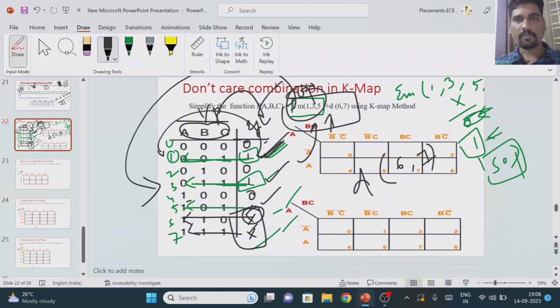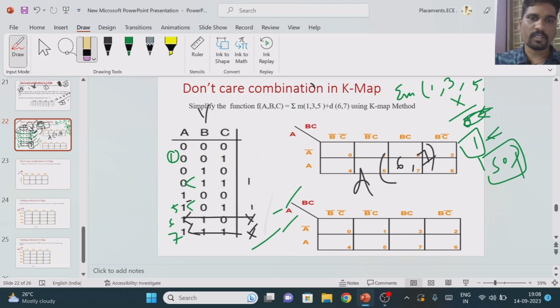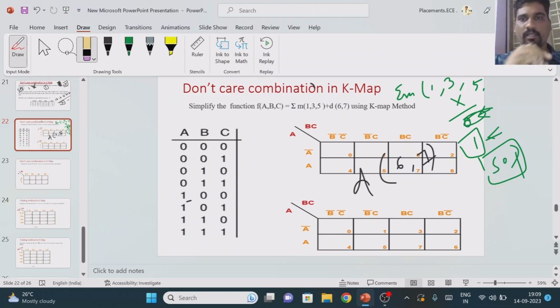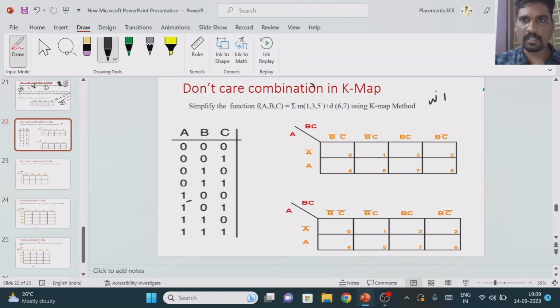For that, I am going to explain what will happen without the don't care combination and what will happen with the don't care combination. For analysis purposes only I have taken this table, right? Now we will solve the problem without and with the don't care combination, right? First we will solve the problem without don't care.